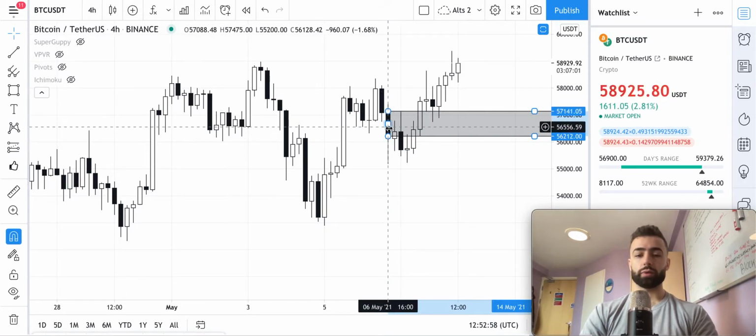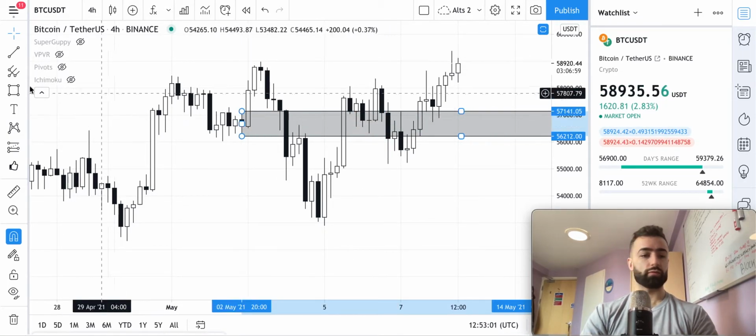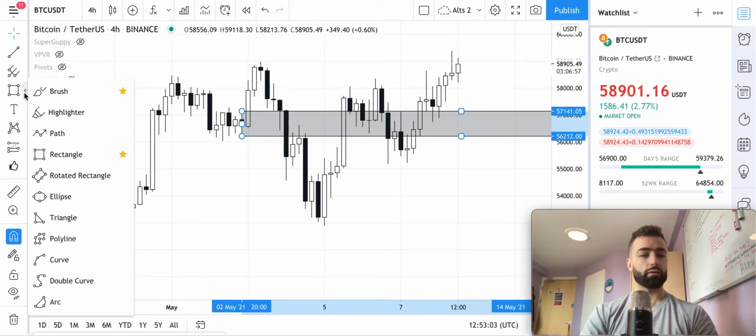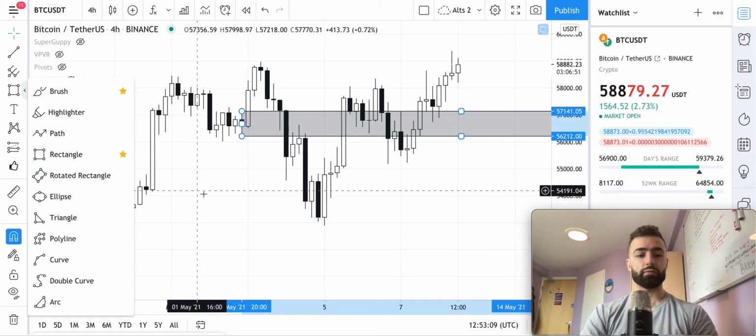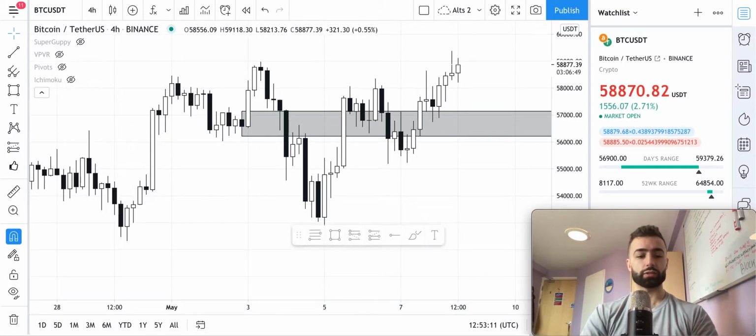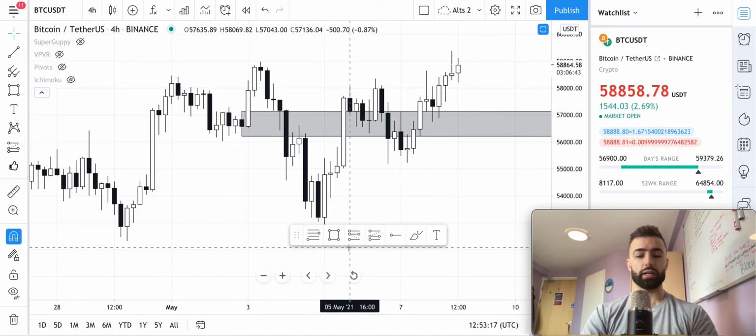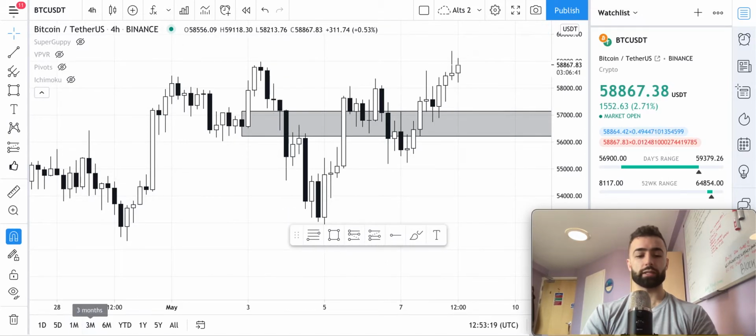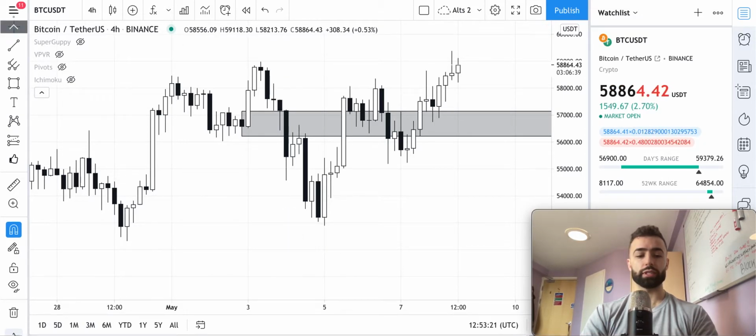And so we take a rectangle, which you can find right over here on your TradingView toolbar. If you favorite it, if you click the star, you can actually just click the stars on the bottom of your toolbar here, and then it pulls up your favorites, and in there you can see I have my rectangle, so you can also do it that way if it's easier for you.